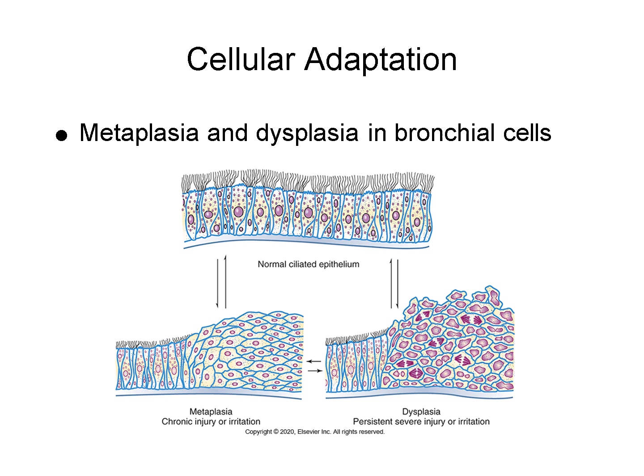This illustration shows how chronic injury or irritation in the bronchial epithelium can lead to cellular adaptation. In response to persistent stress, the normal ciliated epithelium can undergo metaplasia, where it is replaced by a different type of cell better suited to withstand the injury. If the damaging stimulus continues or worsens, metaplasia can progress to dysplasia, characterized by disorganized, abnormal cell growth. Although metaplasia is reversible, prolonged dysplasia increases the risk of developing invasive cancer.